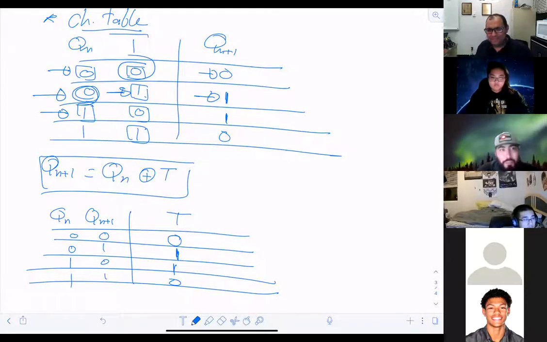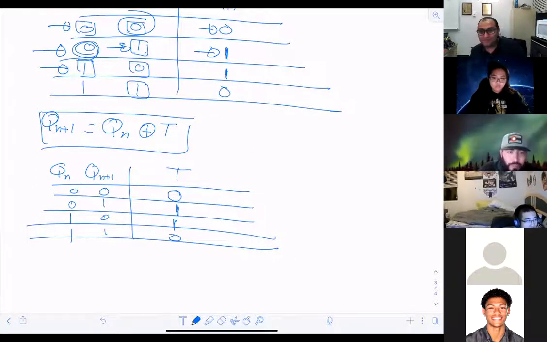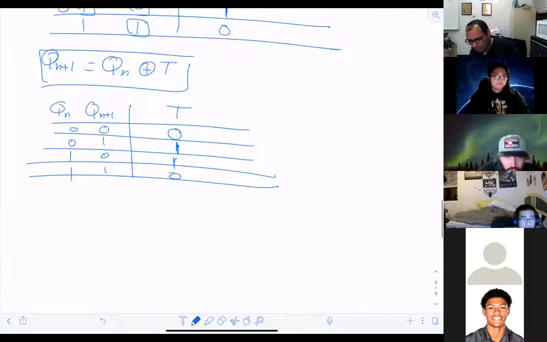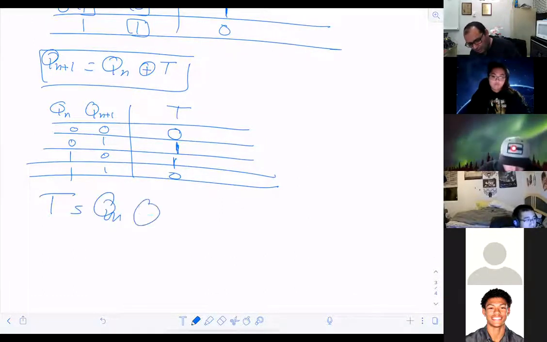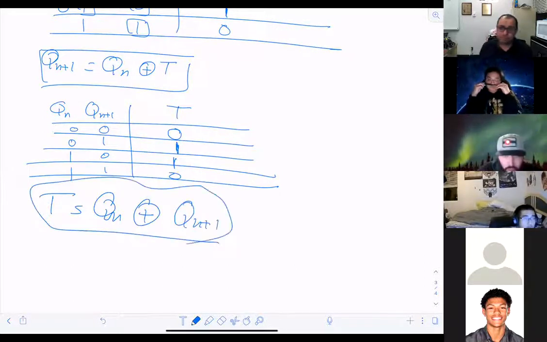I'm with you until I finish this course from A to Z, okay? Oh, and one more question, Professor. Yes, sir. Since these are the exact same, it would be T equals Qn XOR Qn. Okay, you can say that in the equation: T is equal to Qn XOR Qn plus one. All right, thank you. Super.